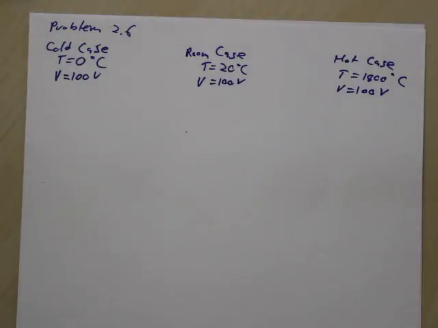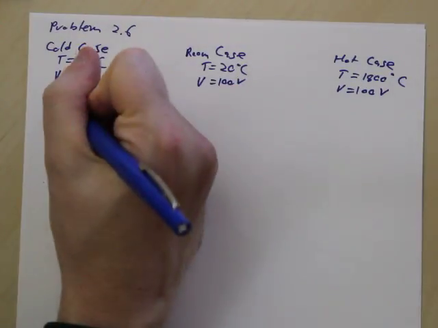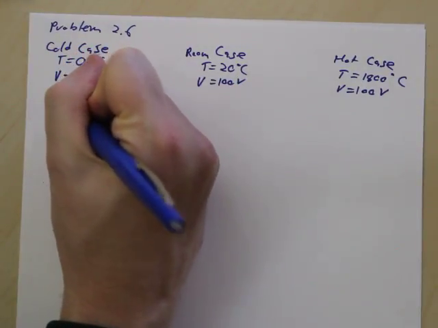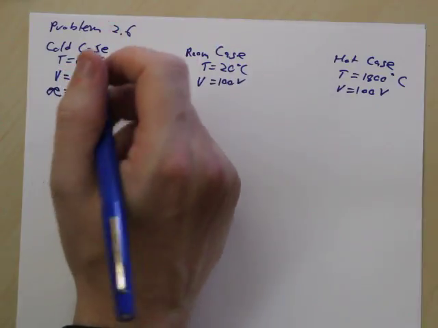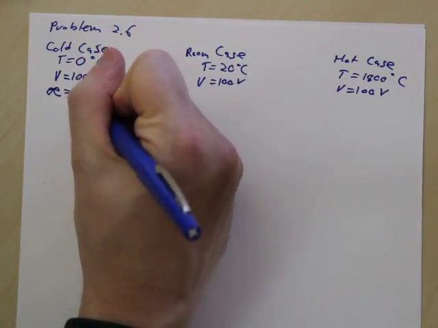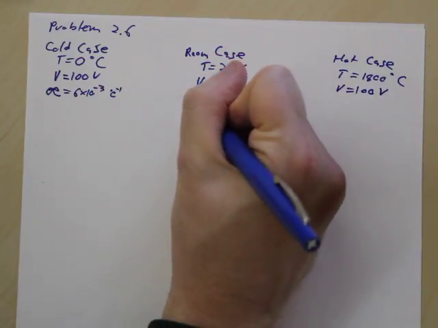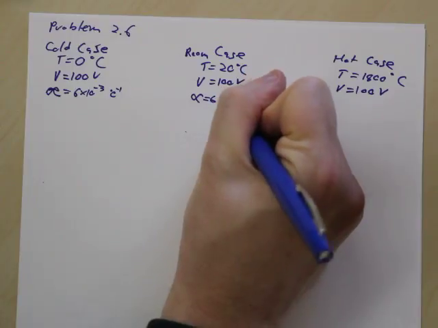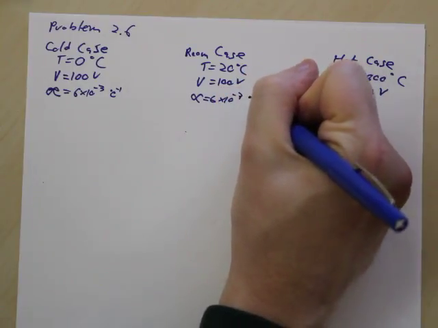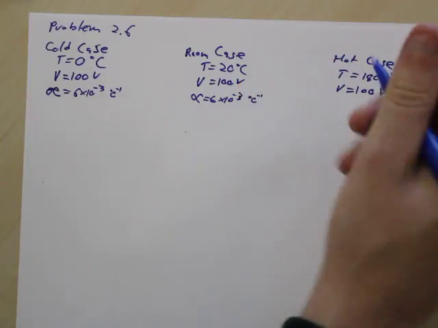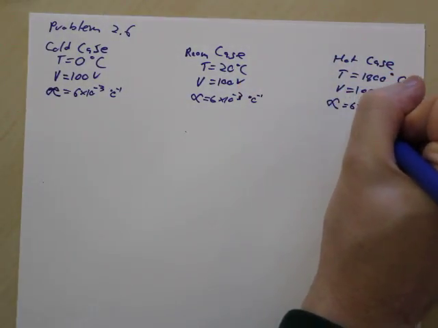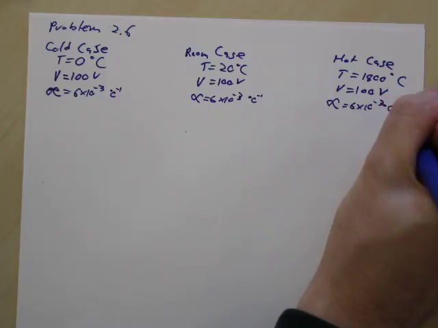What else do we have? It says we have an alpha temperature coefficient of 6 times 10 to the minus 3. By definition, a coefficient stays the same, so it doesn't change. So we're going to have an alpha here. Alpha equals 6 times 10 to the minus 3 degrees Celsius inverse, and we're going to go that across the board. And we have an alpha over here equals 6 times 10 to the minus 3 degrees Celsius minus 1.